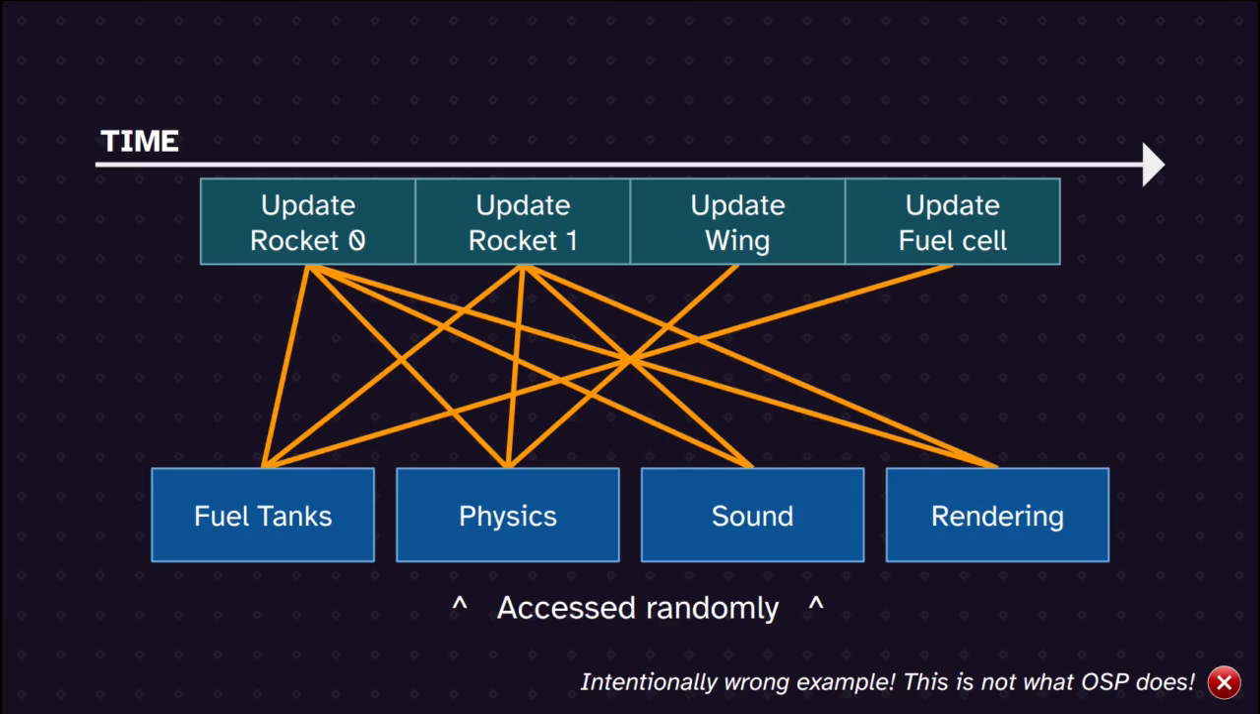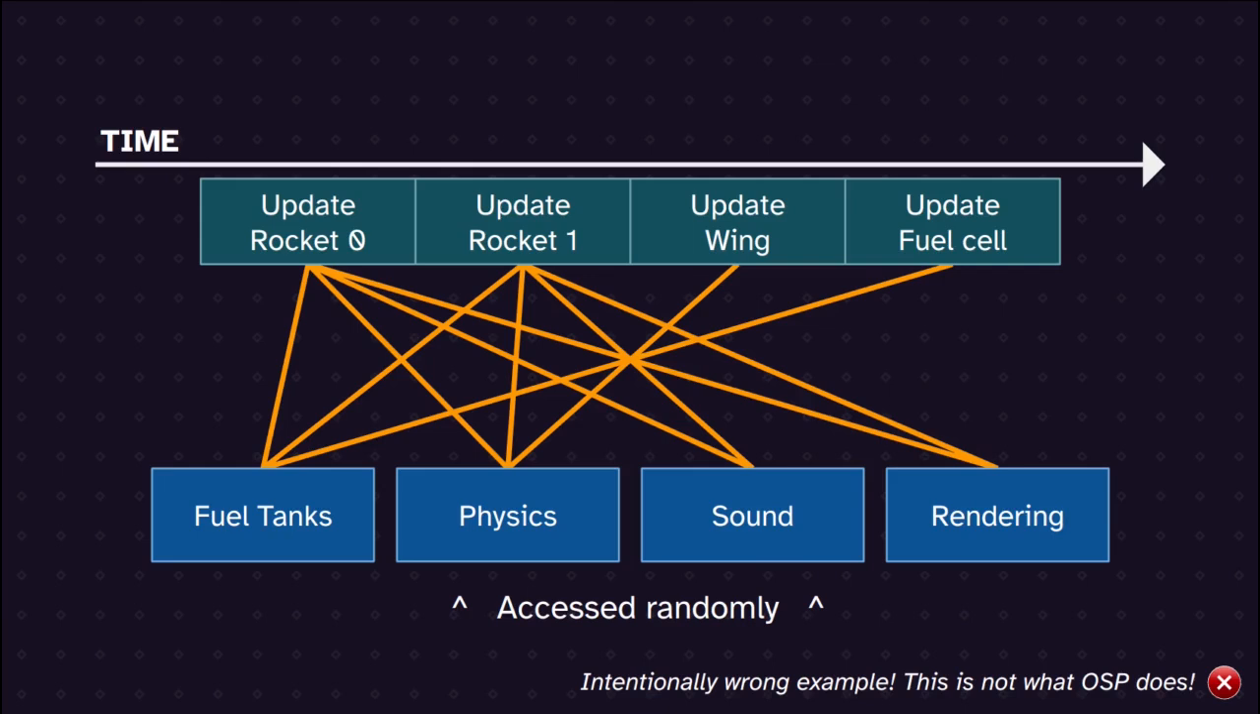When we get to updating the world and running scripts within each object one by one, like for each object, object.update, the timeline kind of looks like this. There are many different kinds of objects, and here we just have rockets, wings, and fuel cells. Each time we run code in an object, that would reach out to different things. We don't have much control over which order these objects run, and neither do we know which things an object accesses. If we have object.update, who knows what that's going to do?